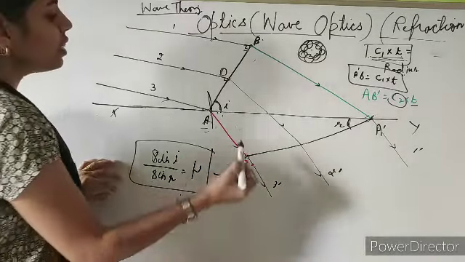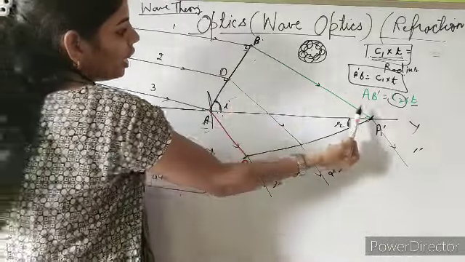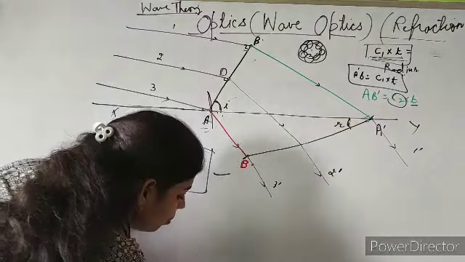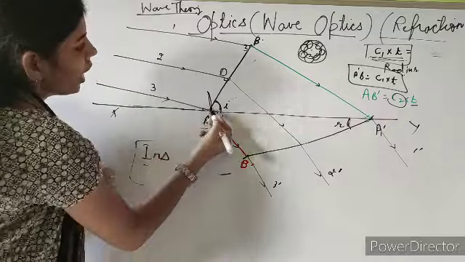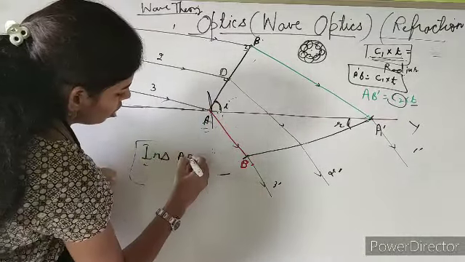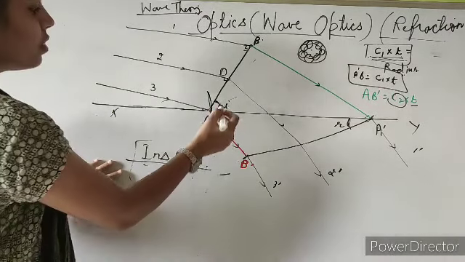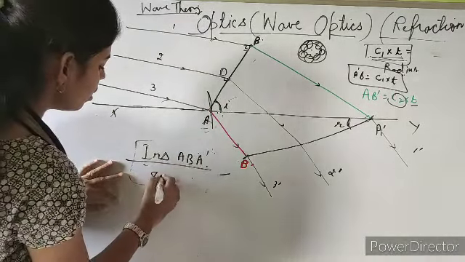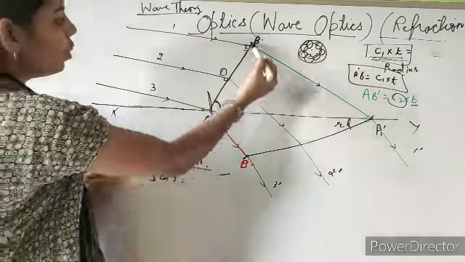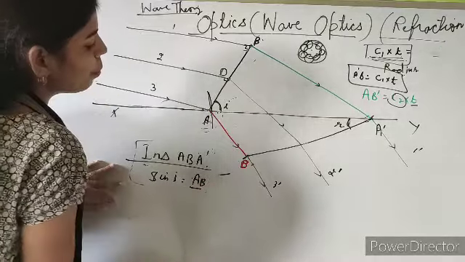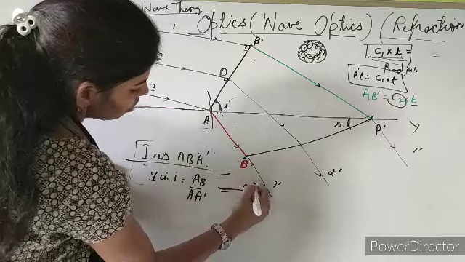Now look, let us take two triangles. We will take the triangle A B A dash. In triangle A B A dash, what is sin of I? Sin of I would be perpendicular over hypotenuse. What is perpendicular? AB. Where is hypotenuse? A A dash. Okay, done. This is first equation.